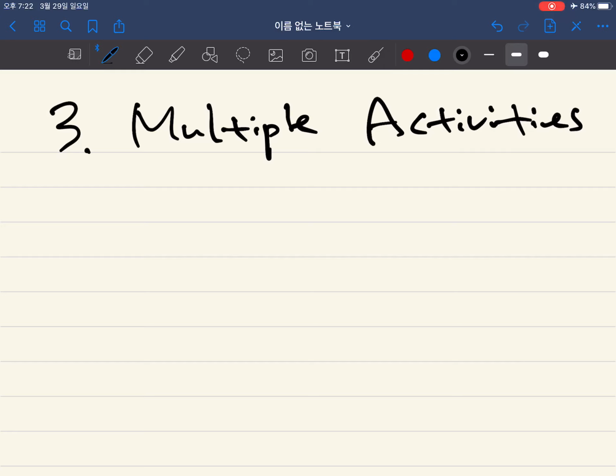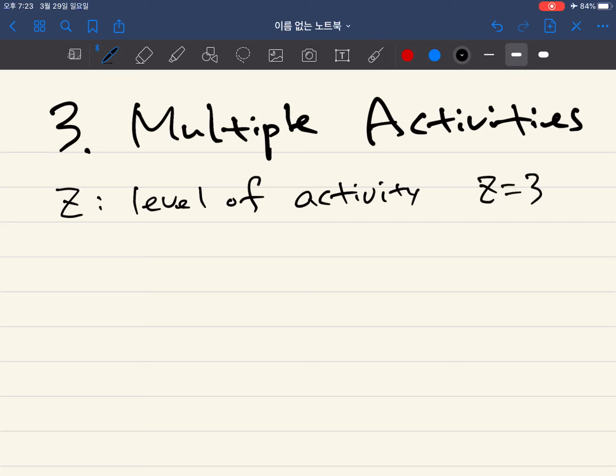So we're gonna define new terms. Z is a level of activity. So now Z represents level of activity. So if Z is bigger, it means injurer is engaging in activities many times. So for example, Z is equal to 3, it means injurer is driving 3 times a day.